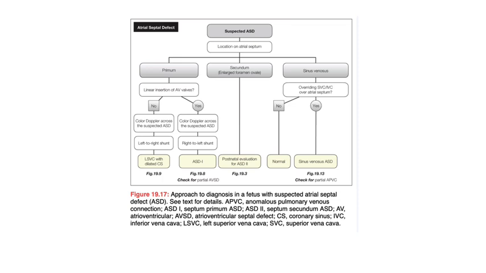But basically, if you suspect an ASD, then you move on and try to figure out its location. Is it the bottom of the septum near the crux? Is it the top of the septum over the foramen ovale? Or is it seen in the bicaval view and make it a sinus venosus type? And you're really probably not going to diagnose the coronary sinus one.